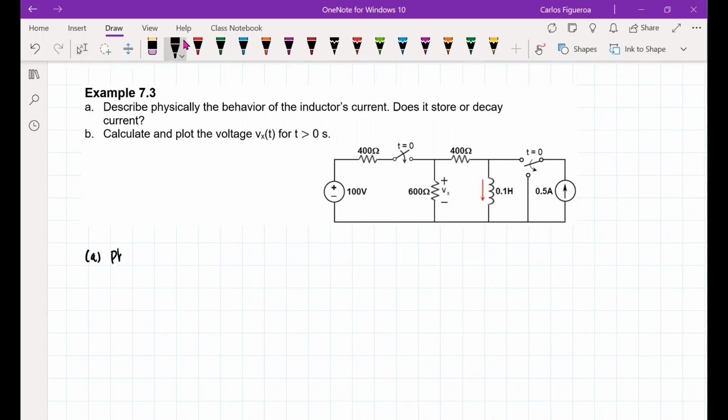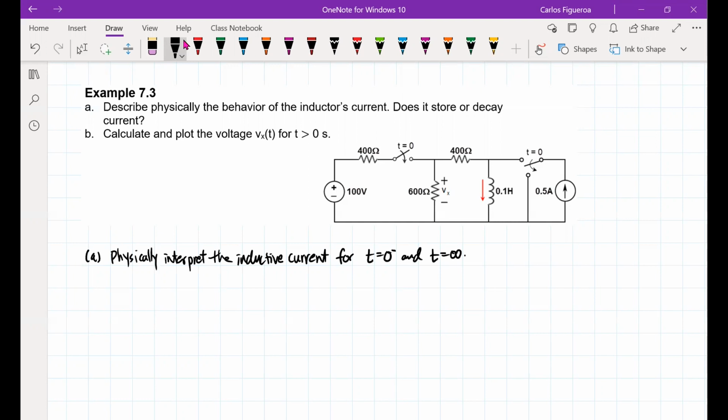A. Physically interpret the inductive current for t equal to 0 minus and t equal to infinity. So that means we have two circuits here.